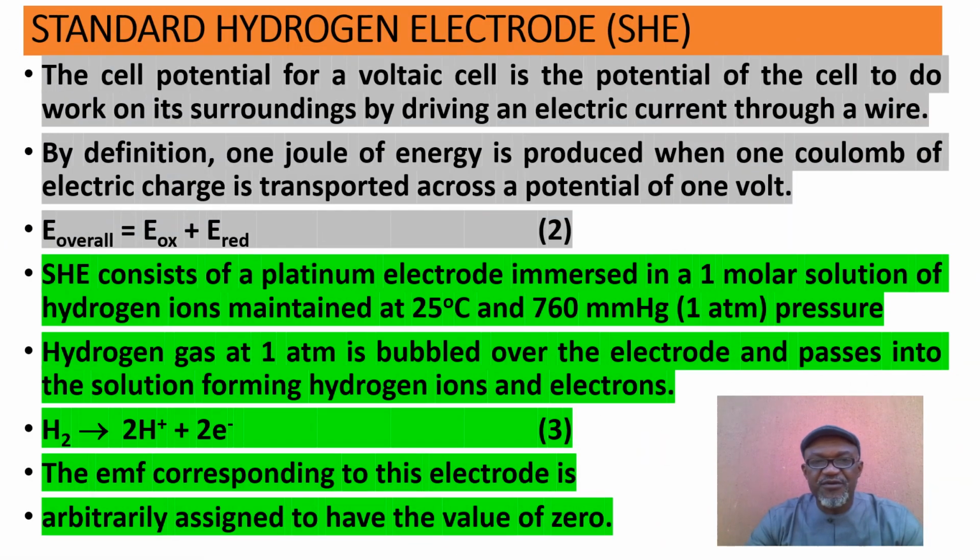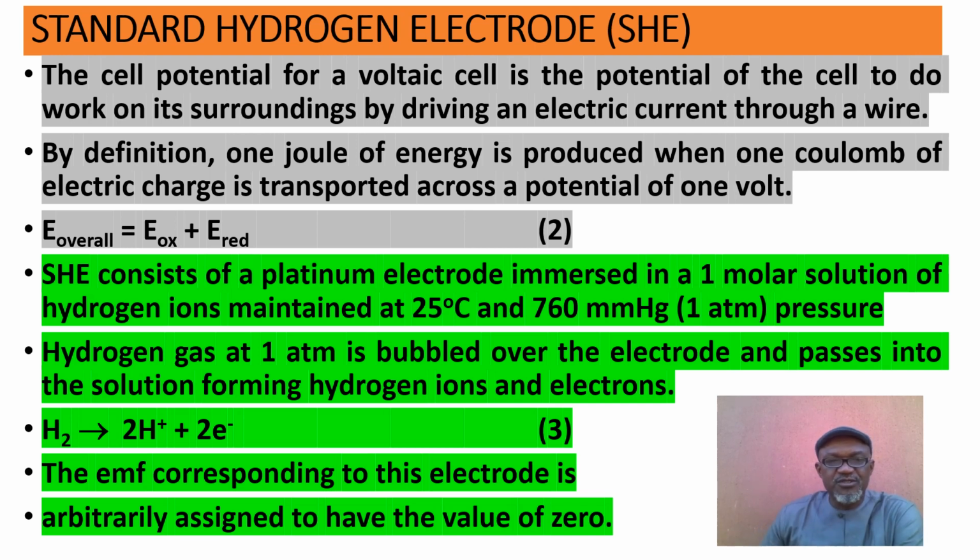Now, the cell potential for a voltaic cell is the potential of the cell to do work on its surroundings by driving an electric current through a wire. Remember that once the zinc dissolves in the Daniell cell and gives out electrons, the electrons are transported through the wire in the external circuit and go to the cathode, where the copper ions accept those electrons to become copper metal. So we're saying that it is a potential for that cell to be able to do work on its surroundings. By doing work on its surroundings, it is driving an electric current through a wire.